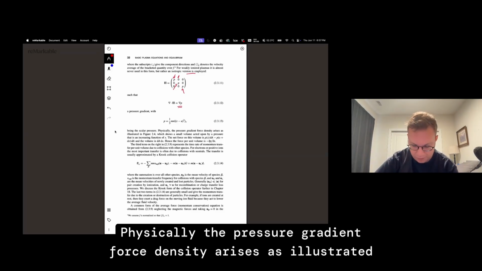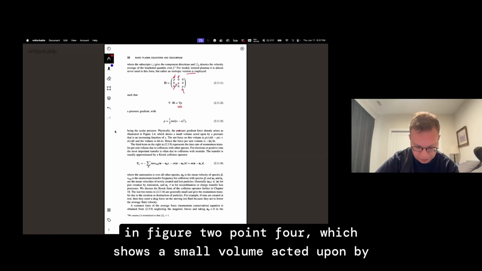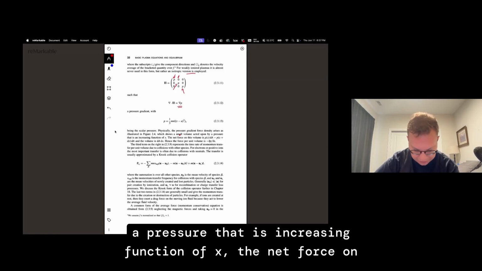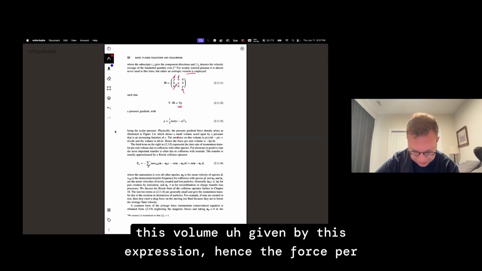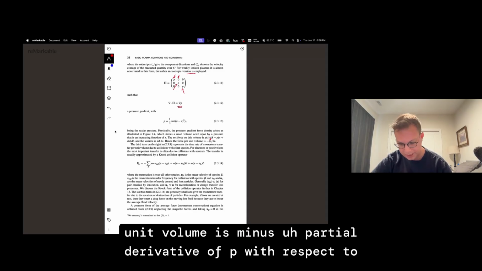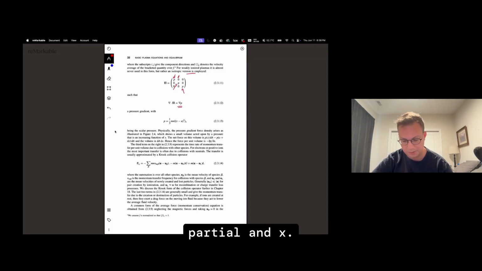Physically, the pressure gradient force density arises as illustrated in figure 2.4, which shows a small volume acted upon by a pressure that is an increasing function of x. The net force on this volume is given by this expression, hence the force per unit volume is minus the partial derivative of p with respect to x.